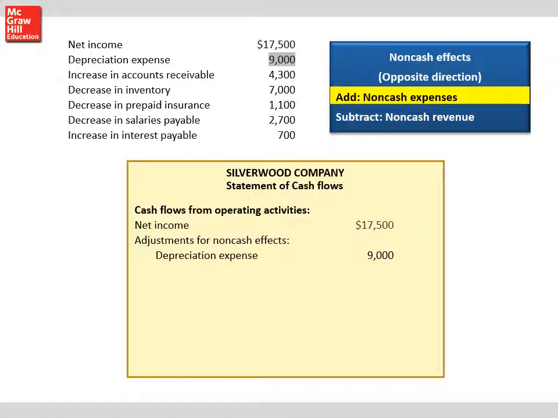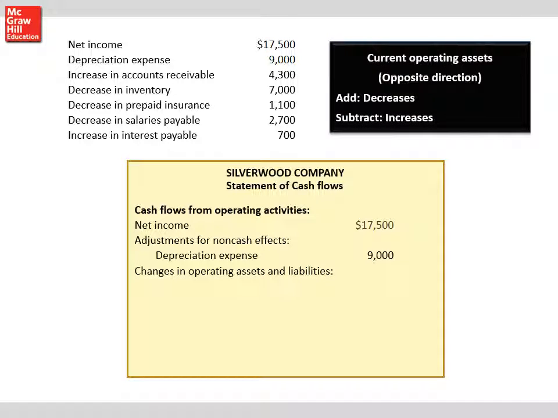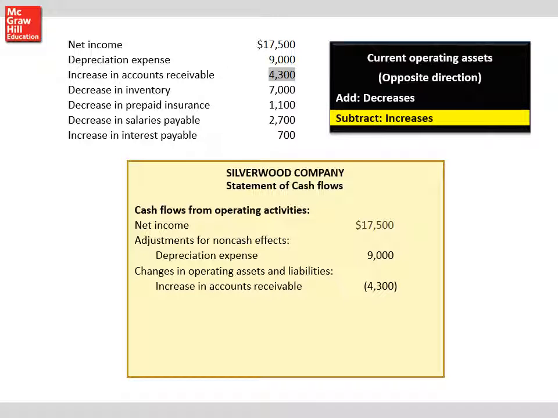Then we will report the major changes. I don't think there's any change due to non-cash revenue. So now we will report the changes in operating assets and liabilities, because they are part of this conversion of net income to net cash flow. The first we'll deal with are assets: add decreases, and increases you subtract. For instance, an increase in accounts receivable. Well, if accounts receivable increase, that means we got less cash from sales. So overall, that's a decrease to cash flow.